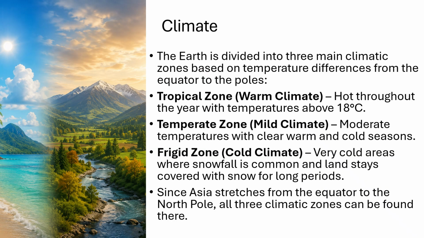Climate. The Earth is divided into three main climatic zones based on temperature differences from the equator to the poles. Tropical zone, warm climate, hot throughout the year with temperatures above 18 Celsius. Temperate zone, mild climate, moderate temperatures with clear warm and cold seasons. Frigid zone, the cold climate. Very cold areas where snowfall is common and land stays covered with snow for long periods. Since Asia stretches from the equator to the North Pole, all three climatic zones can be found there.